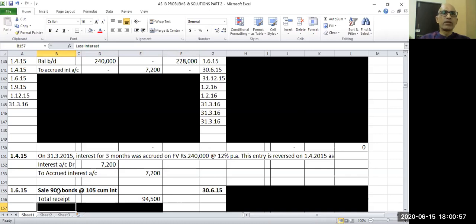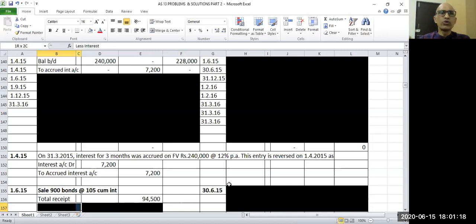Total receipt will be 900 bonds into 105 per bond. It comes to 94,500 rupees. This is the total amount including the interest. So as I told you, we'll have to calculate the interest, remove it from 94,500 so that we can get the capital receipt on account of this particular sale.